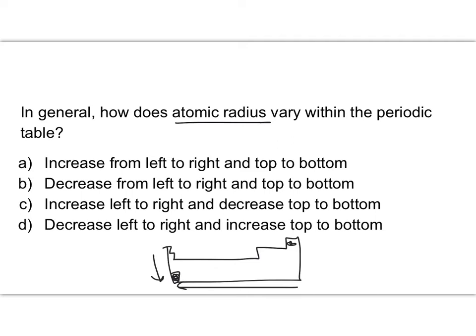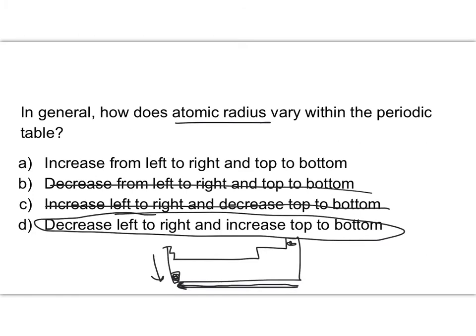Okay, increases from top to bottom says A, decreases from left to right, and decreases from top to bottom. So we know it's not that one. Decreases top to bottom says choice C, that's wrong. Decreases left to right and increases top to bottom, or increases left to right and increases from top to bottom. Well, atomic radius actually decreases as you go from left to right, or the other way of saying that is saying increases from right to left. But in this case it says decreases left to right and increases top to bottom. So that's the general trend in atomic radius.